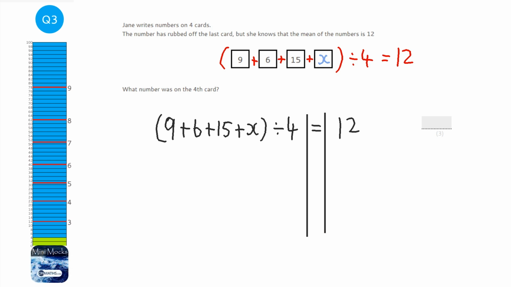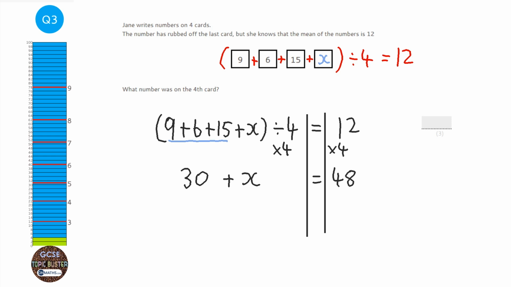Now, if I put my lines down and just try and solve it, first thing to do is times both sides by 4 to get rid of that divide by 4. And I'm going to add these numbers together because we know what the answer to this is. So 15 plus 6 is 21, 21 plus 9 is 30. So 30 plus x, and we've got rid of the divide by 4 because we've timesed it by 4, equals 12 times 4, which is 48. Next thing to do is take away that 30.